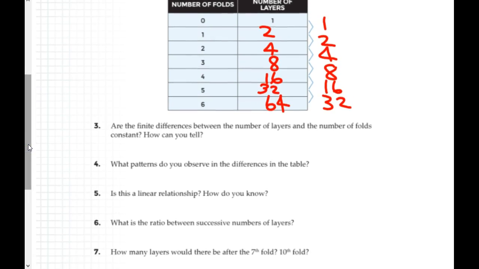Are the finite differences over here constant? Are they the same? Are they constant? Right? What do you think? Is this constant? Constant means the same number. So no. Okay? How can you tell? The differences differ.